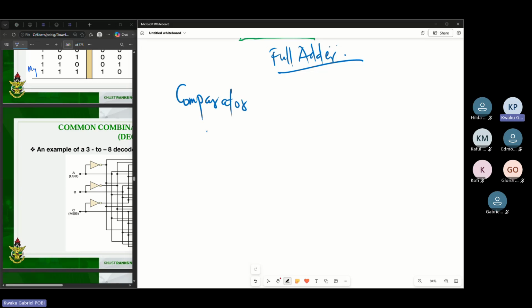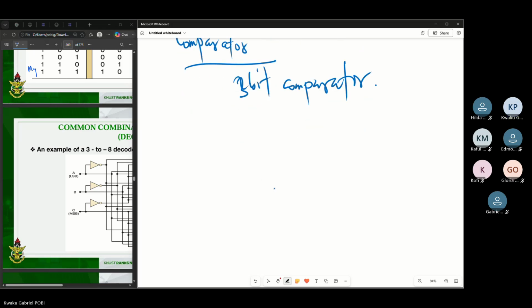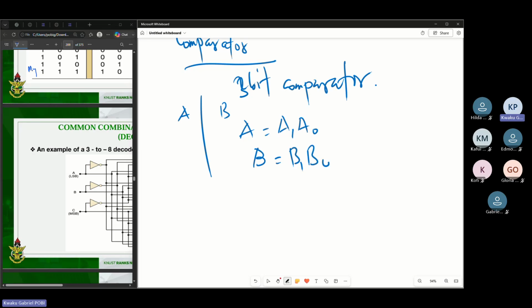Your comparator, right? Let's say a 2-bit. Let's use a 3-bit comparator, for example. So let's say here you have A and then you have B, but A is represented with 2 bits. So A1, A0. And then B is also 2 bits, B1, B0. And then you are told to compare them.